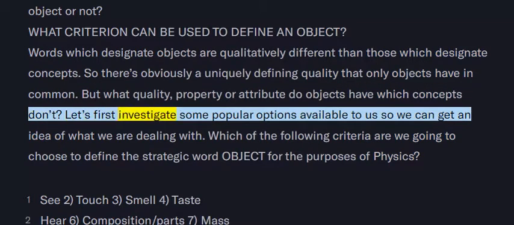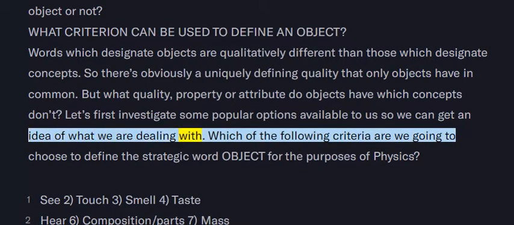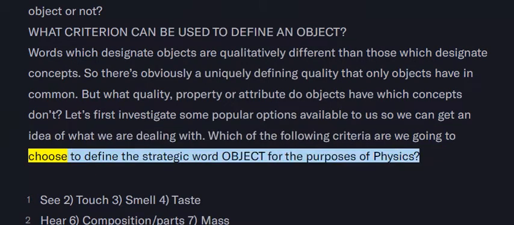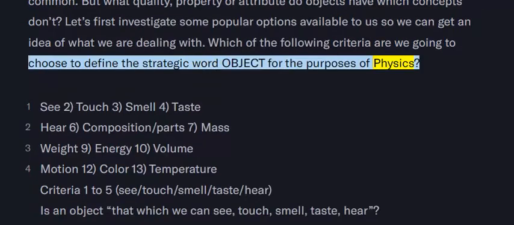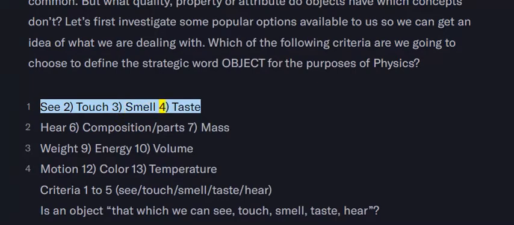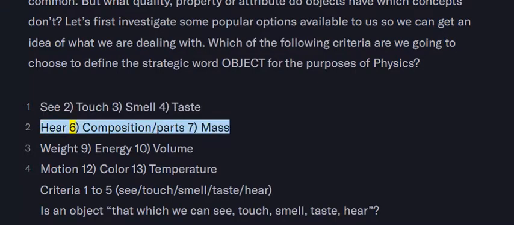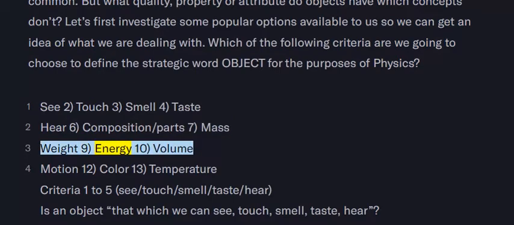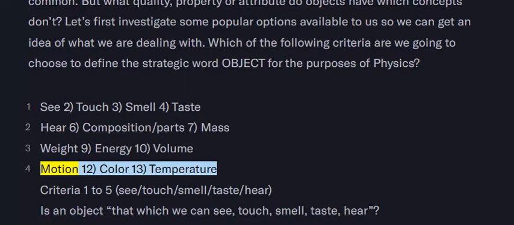Let's first investigate some popular options available to us so we can get an idea of what we are dealing with. Which of the following criteria are we going to choose to define the strategic word object for the purposes of physics? 1, see; 2, touch; 3, smell; 4, taste; 5, hear; 6, composition/part; 7, mass; 8, weight; 9, energy; 10, volume; 11, motion; 12, color; 13, temperature.